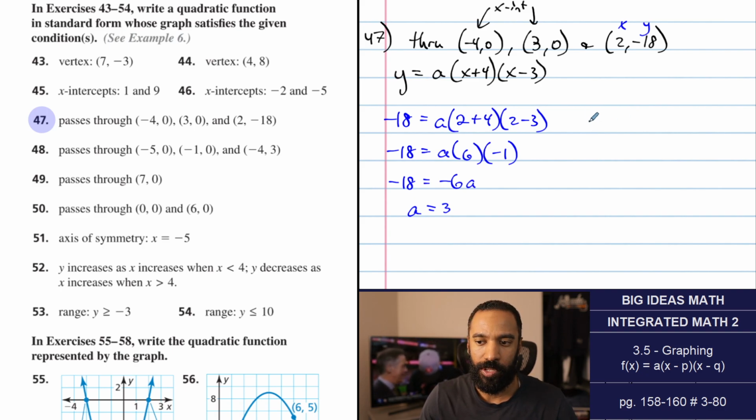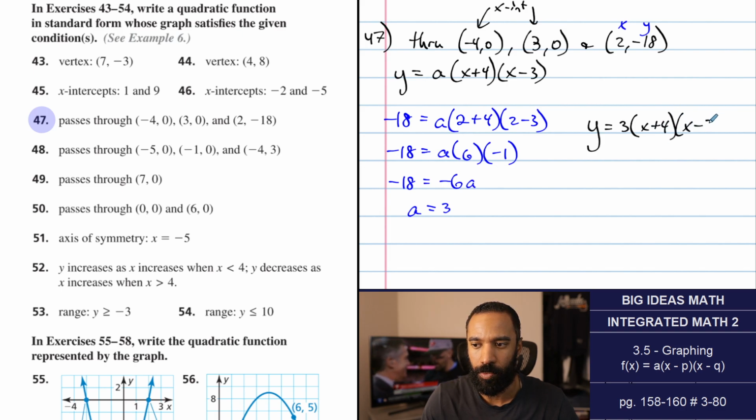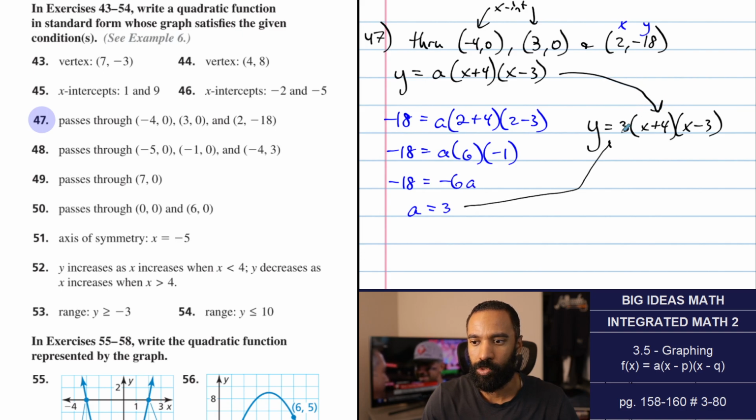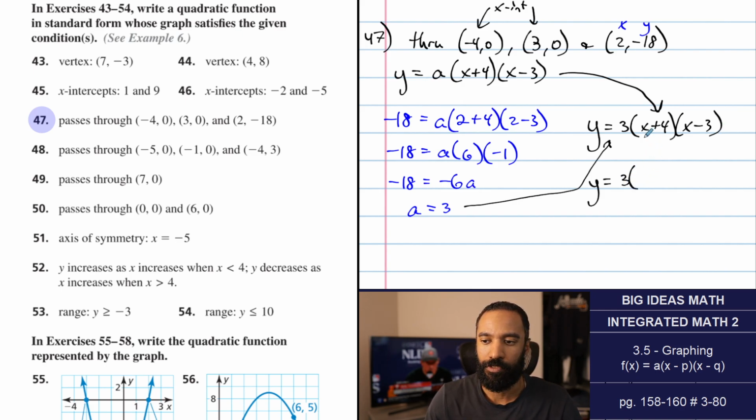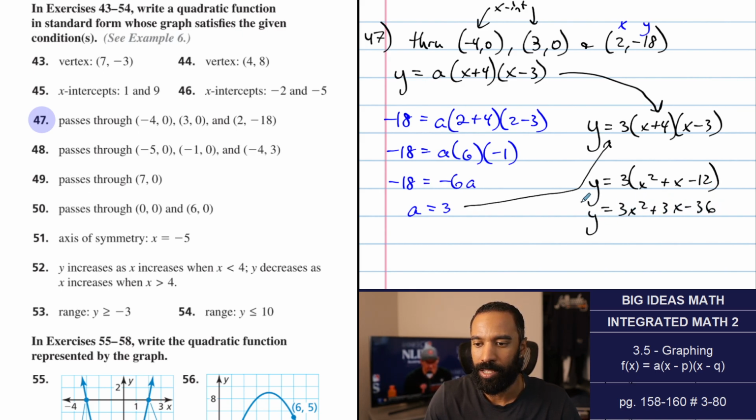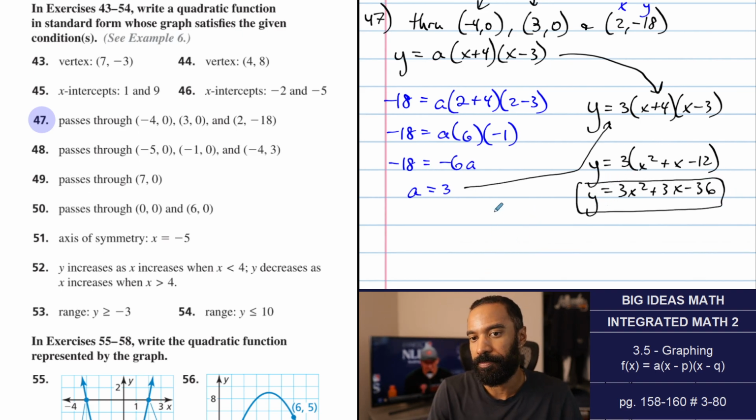Now your equation will restore y in x. It's for the entire parabola. So we got 3 times x plus 4 times x minus 3, given that a and those factors. We have to still get it in standard form. This is intercept form or factored form. Let's FOIL this thing out. We get x squared plus x minus 12. And let's distribute 3. We get 3x squared plus 3x minus 36. Okay, that's the one answer. There's only one answer there.